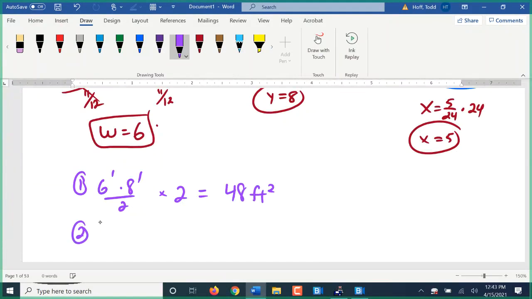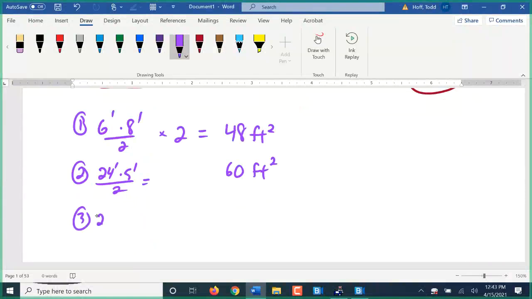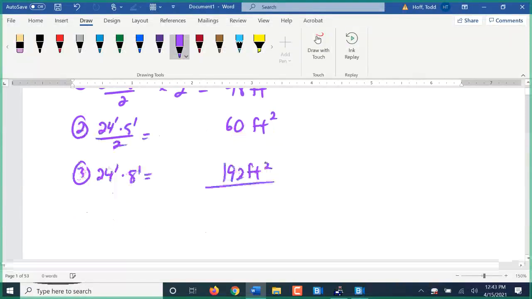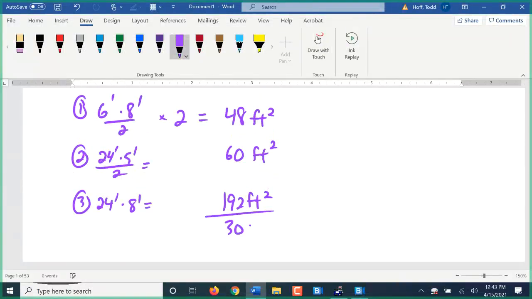Triangle 2 up there was 24 feet wide, a 24-foot base, by 5 feet of height, divided by 2, which is going to give us 60 square feet. And our rectangle was 24 feet long by 8 feet high, which is going to give us 192 square feet, which adds up to exactly 300 square feet of area. So we found the area of the end of that gambrel roof as well.